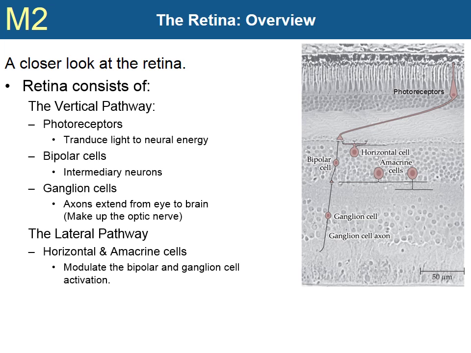The lateral pathway consists of horizontal and amacrine cells. These neurons are involved in a process called lateral inhibition. That is, the horizontal and amacrine cells modulate the activity of the bipolar and ganglion cells, improving our ability to see small differences in contrast. In other words, they help us see the details in this grayscale image of the retina.